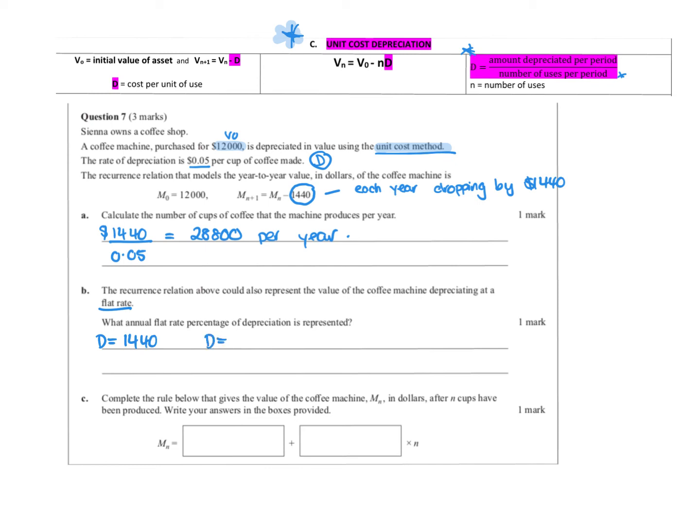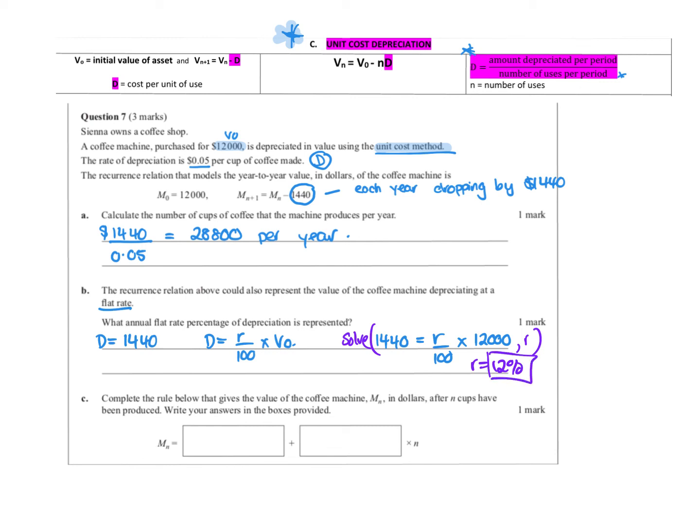So remember, when we do flat rate, it's the percentage over 100 times V0, okay? So if you know that D is 1440, you don't know what R is, and you know the V0 was 12,000, you can pop solve in here, and let's find out what the rate is. So the rate would be 12%. That would be the answer, okay?